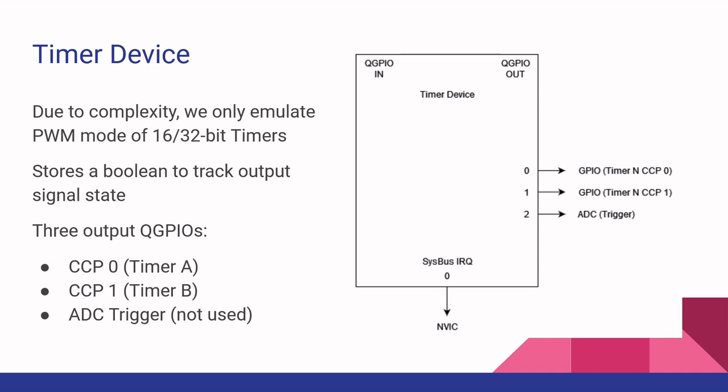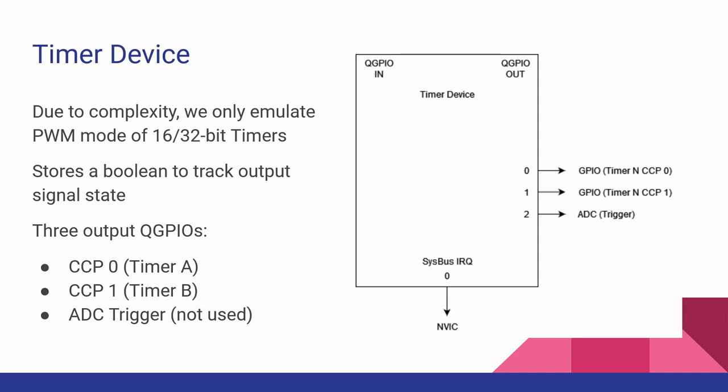Next, we have the timer device. This is different than the QEMU timers. This is the actual timer in the TIVA board. And because of their complexity, we only bothered to emulate the PWM mode of the 16 and 32-bit timers. So it stores a Boolean to track the output signal state, and then can toggle that depending on when it needs to. And we'll talk about how that works in a minute.